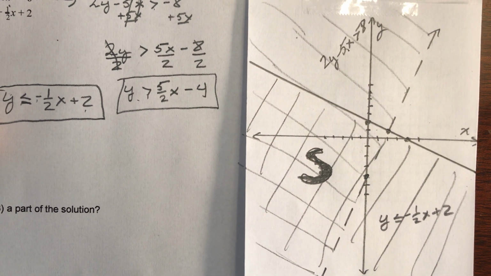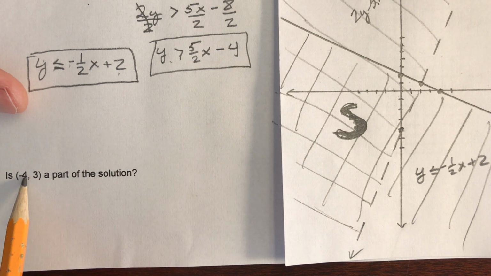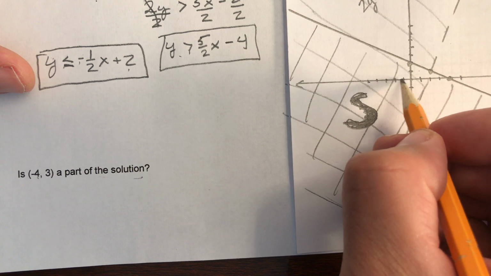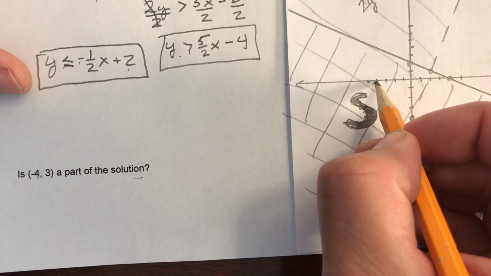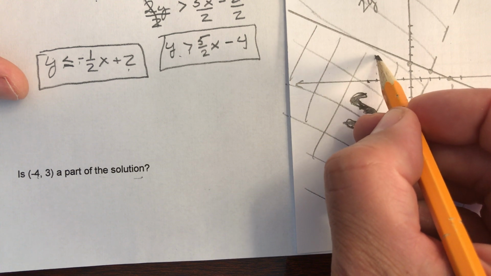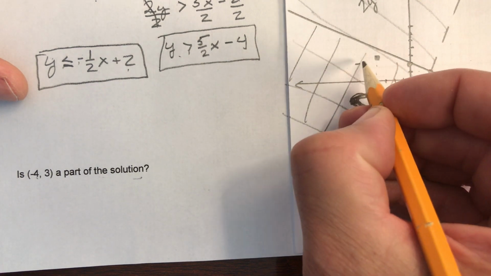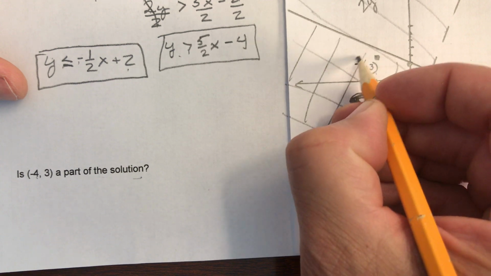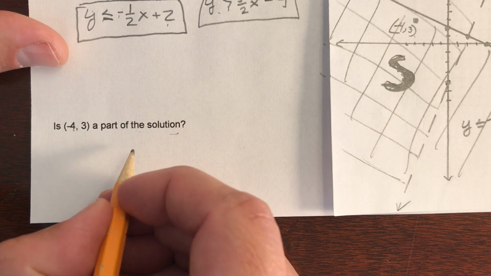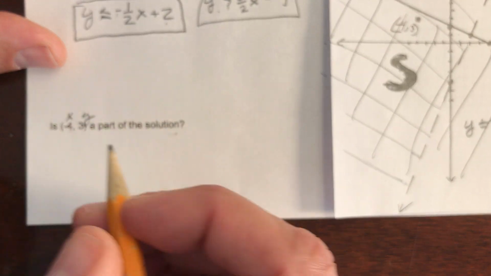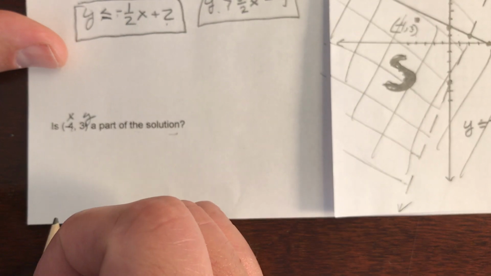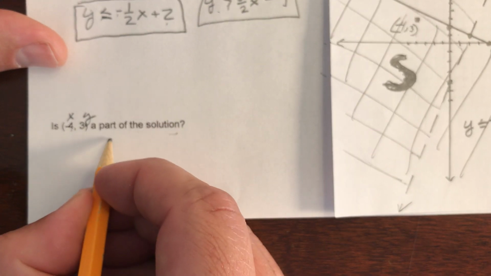All right, so one more question, guys. Is this a part of the solution? -4, 3. Well, -4, 1, 2, 3, 4, and then up 1, 2, 3. It looks like it's a solution, but if you're not sure, just put it in. That's the x, that's the y, and you can plug them in and see if it works in both.